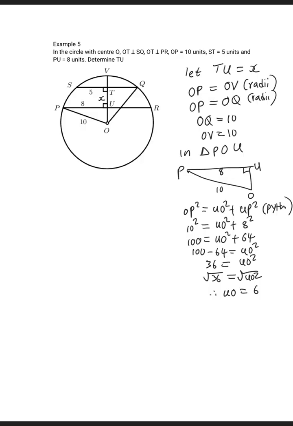Let me use a different color so that you can see it. So we have a 6 there, right? So UO is 6. But we just showed that OV is equal to 10 units, right? This one we just proved it, right? So then we can say that TU plus UO.